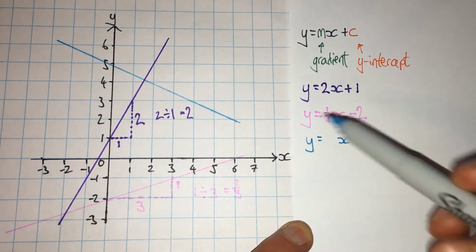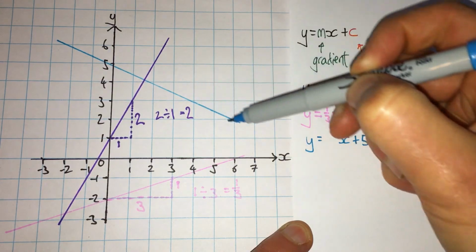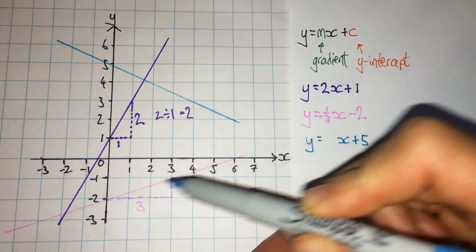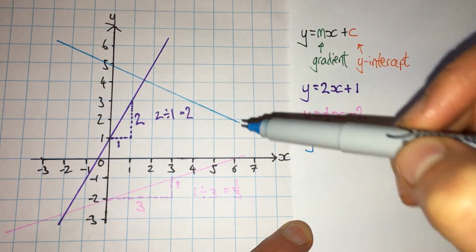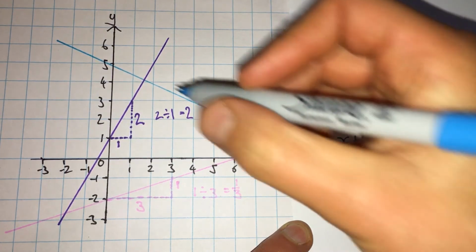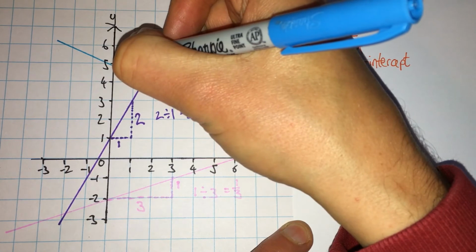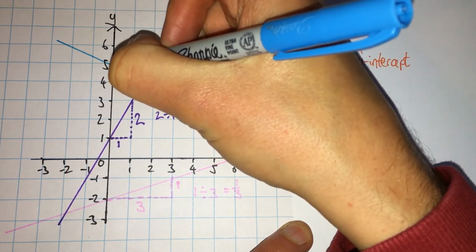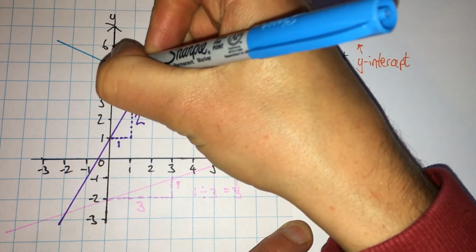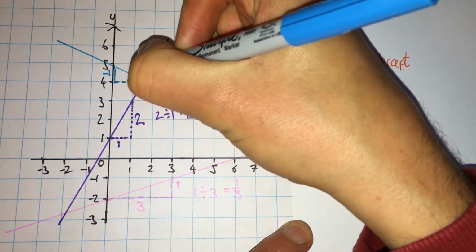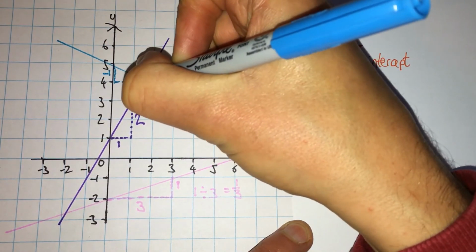Now what's the gradient? This time it's going down instead of up like the other two. So this line here, the blue one, has a negative gradient. So let's see what happens. Let's choose this point again. So I'm going to go down 1 this time. So I'm going to put a -1 there, and I'm going across 2.